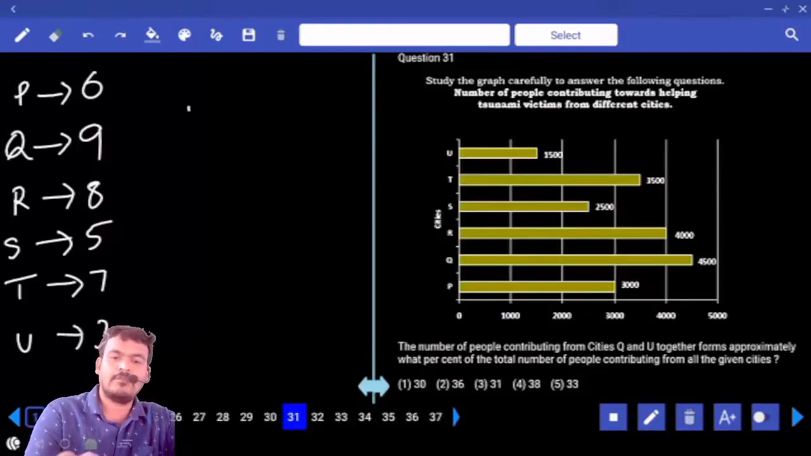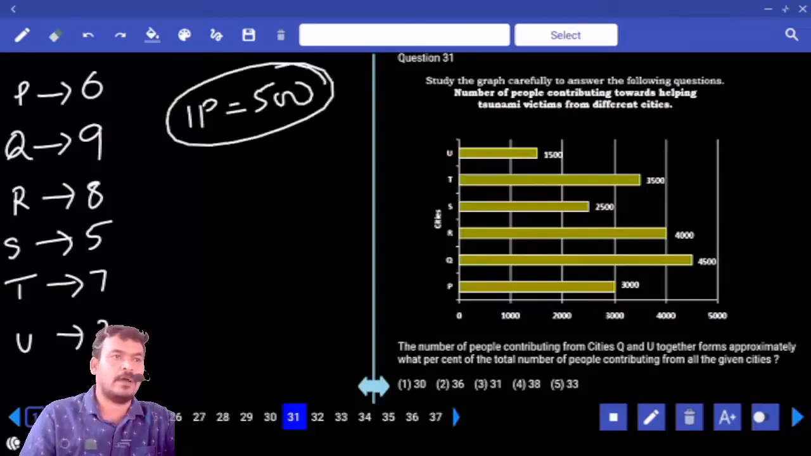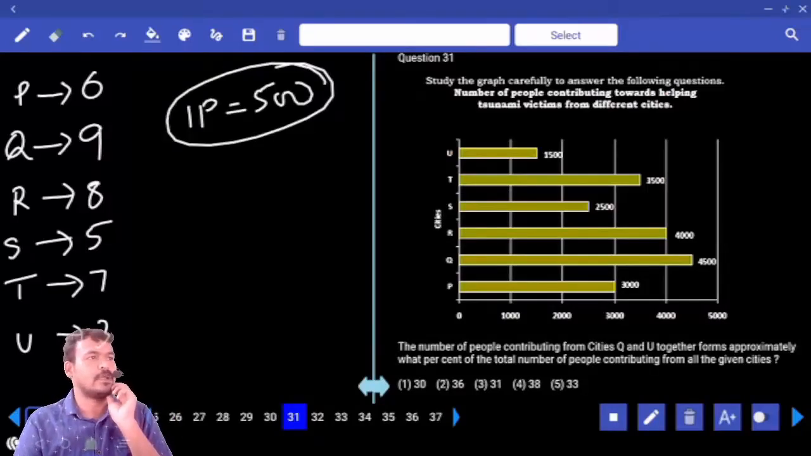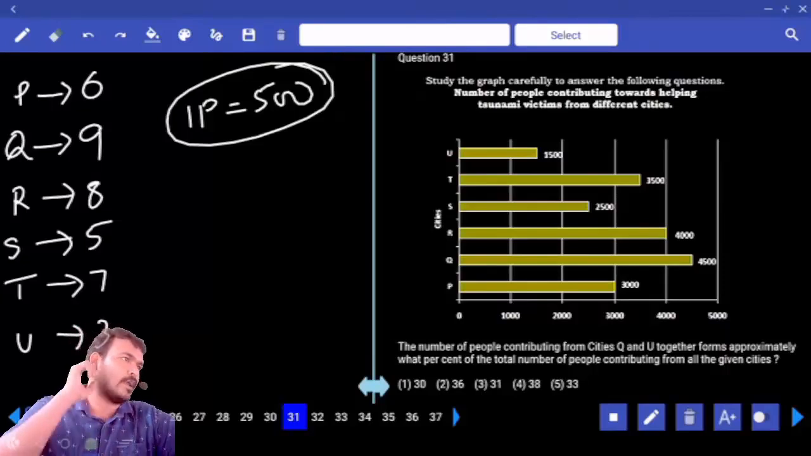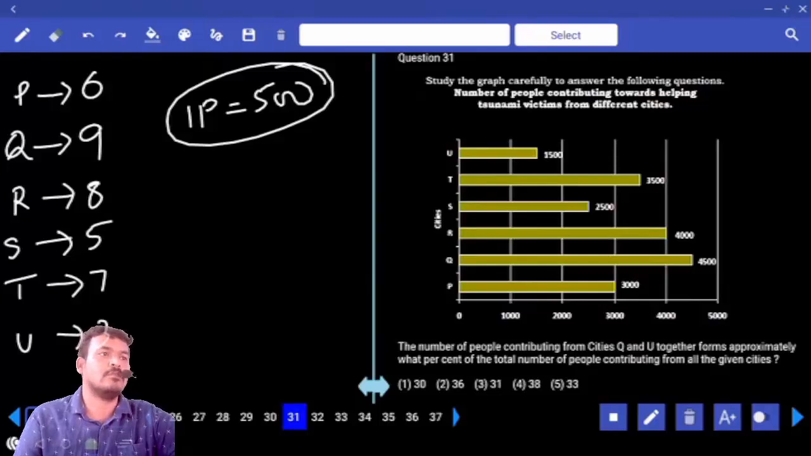Then every one part is how much? 500. Suppose we are getting 10 parts, then the answer is 5000. Suppose the ratio we are getting is 6:5, then the answer will be 6/5 into 100.